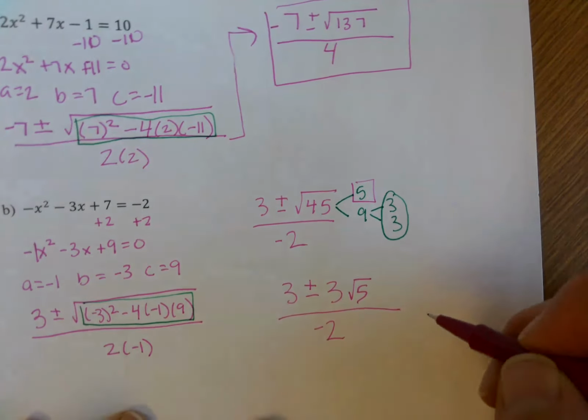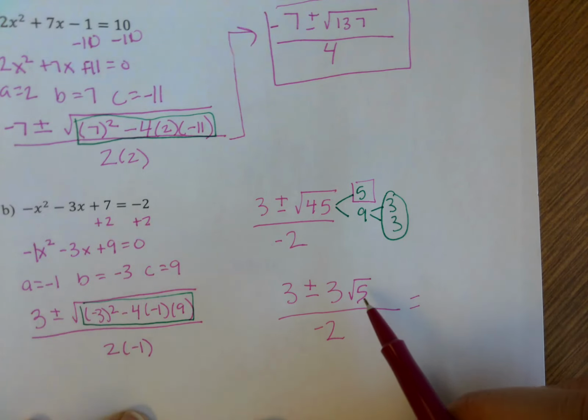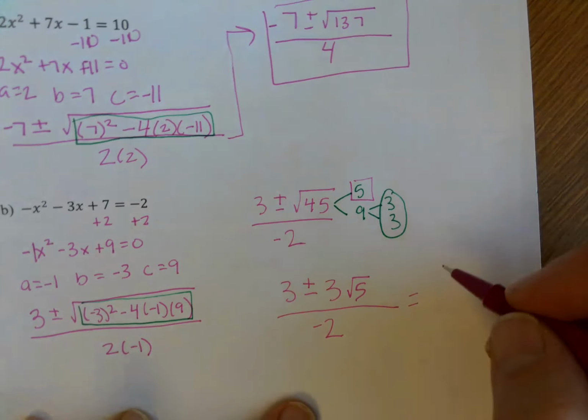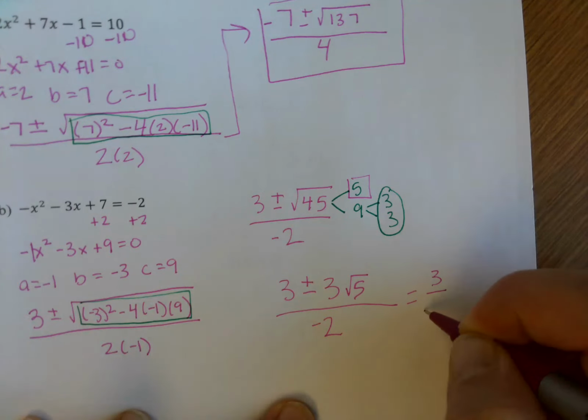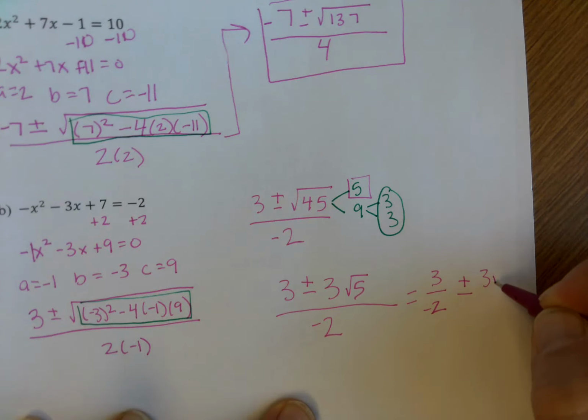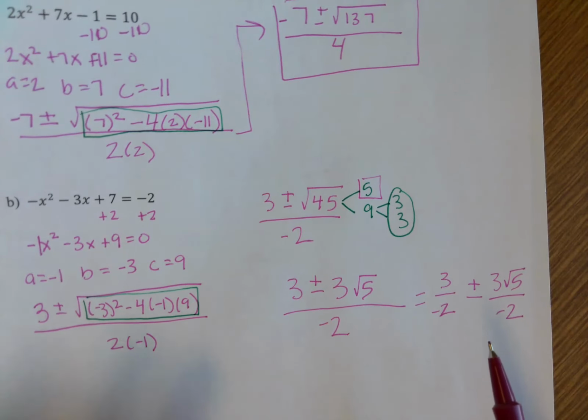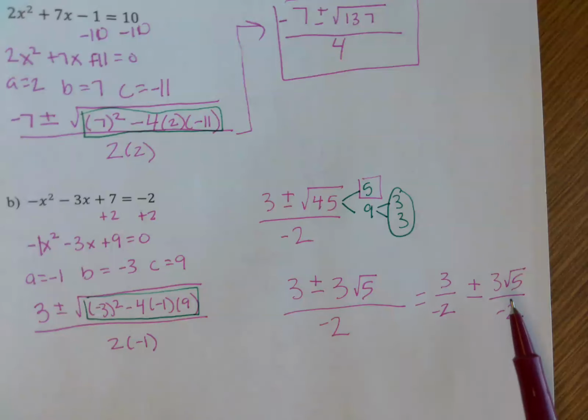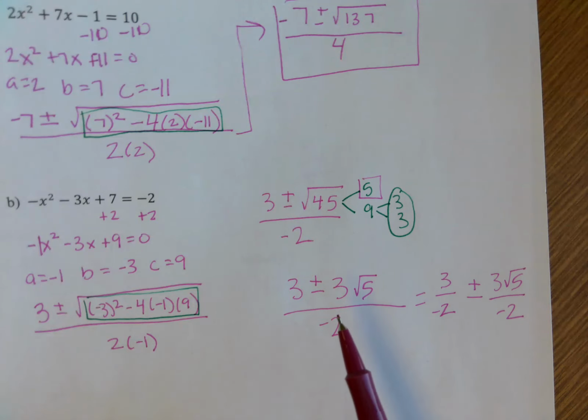This is the same thing as if you split this up, because this whole thing is divided by negative 2. It's the same thing as 3 divided by negative 2, plus or minus 3 square root 5 divided by negative 2. These two are the same answers. We will start writing our answers more like this. However, this is also correct. And there you go. Quadratic formula done.